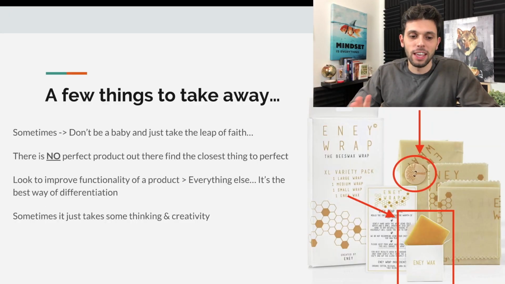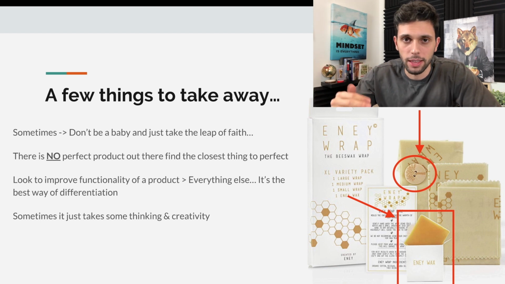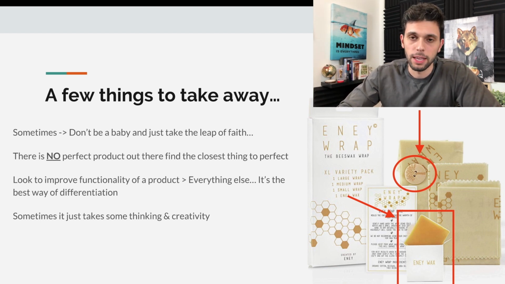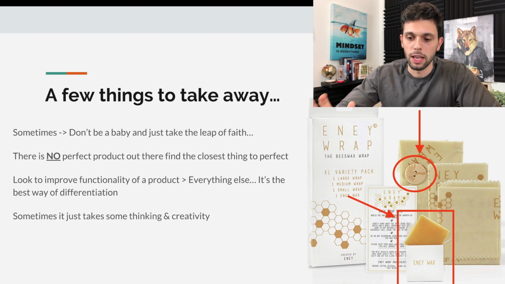So the first thing is sometimes don't be a baby, right? Don't be a baby and just take that leap of faith. I know a lot of people are scared to do it, but sometimes you just do. And in this situation, I had a lot going on with my life and business and stuff. I decided to set it aside, even though in reality, I probably should have went for it. And just done what I had to do there because I think it would have been a good product.